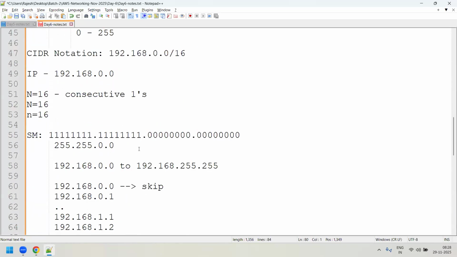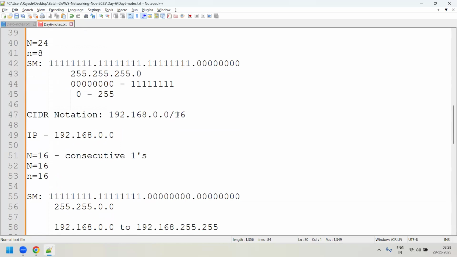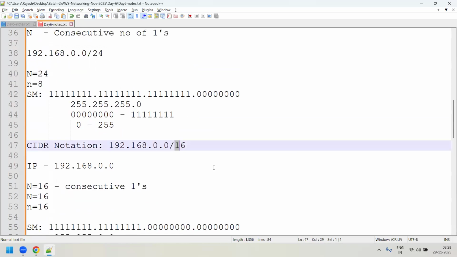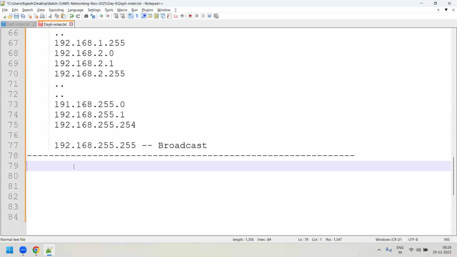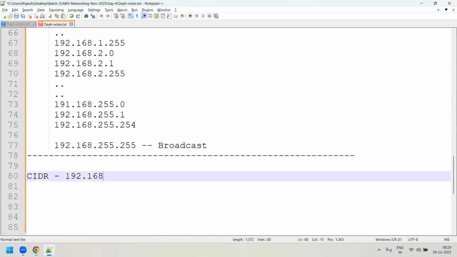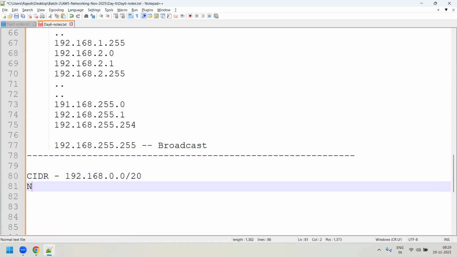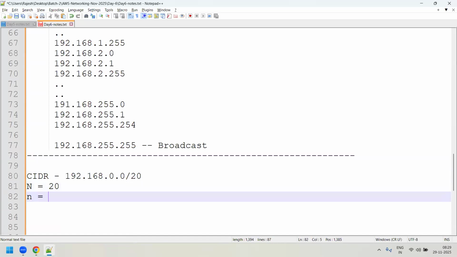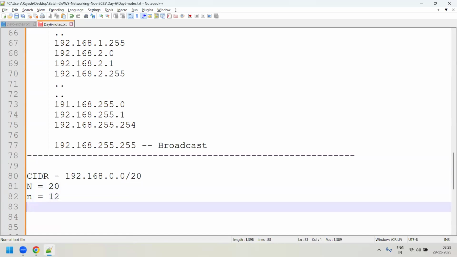Now, your life becomes very simple if you have the notation of 16, 24, or 8. Suppose your CIDR range is like this, for example 192.168.0.0 with a prefix of 20. Capital N is 20, the consecutive ones. Small n will be 12. So your subnet mask will be 20 ones.